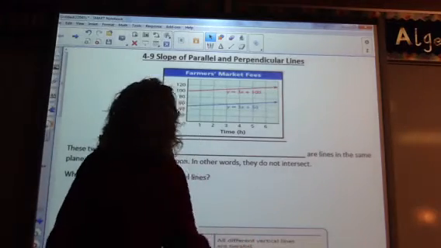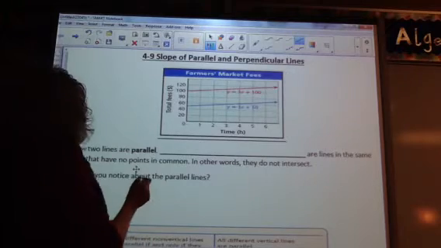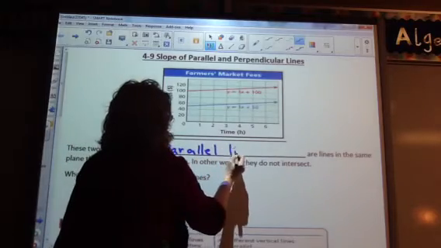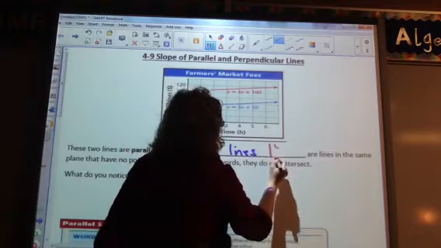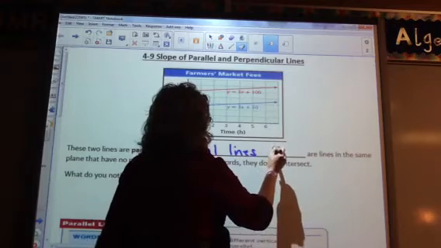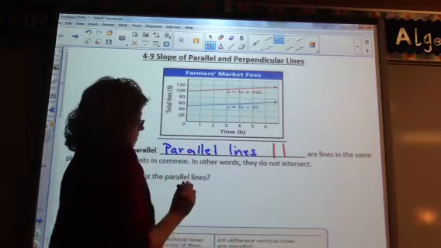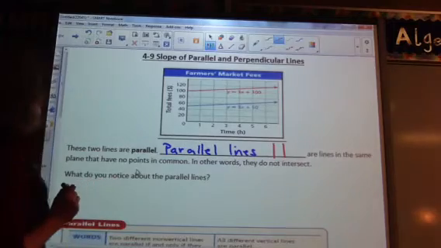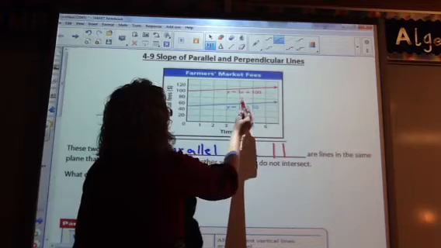Okay, just a refresher course here. When you have two parallel lines, they never intersect. Okay, parallel lines. And this means parallel. Okay? So when you have two parallel lines, notice how they have the same slope.